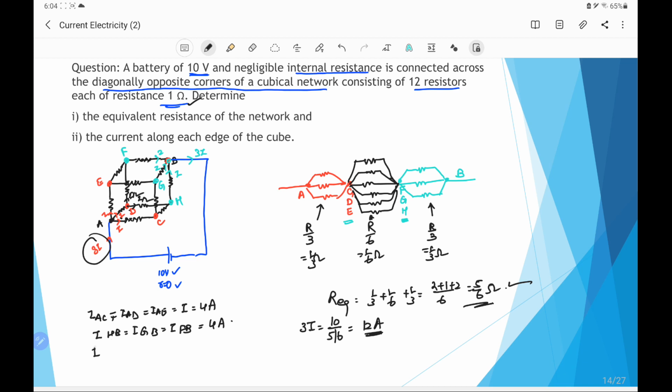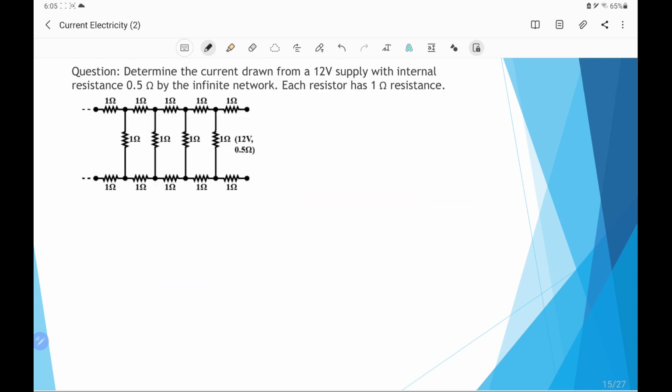So therefore we can say the current in DH is equal to the current in DF and the other 6 branches, so it will be I by 2. I is 4 ampere, so it will be 2 ampere. That is the answer. Next question is, determine the current drawn from a 12 volt supply.